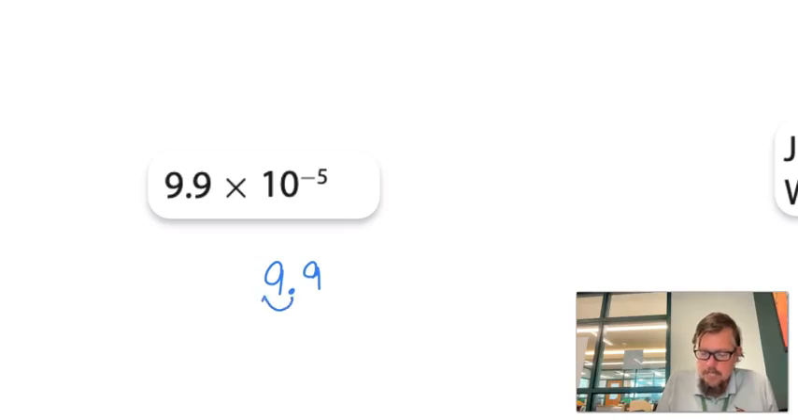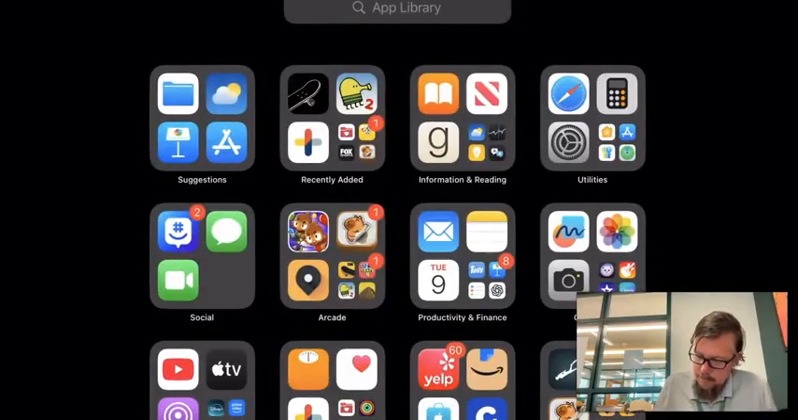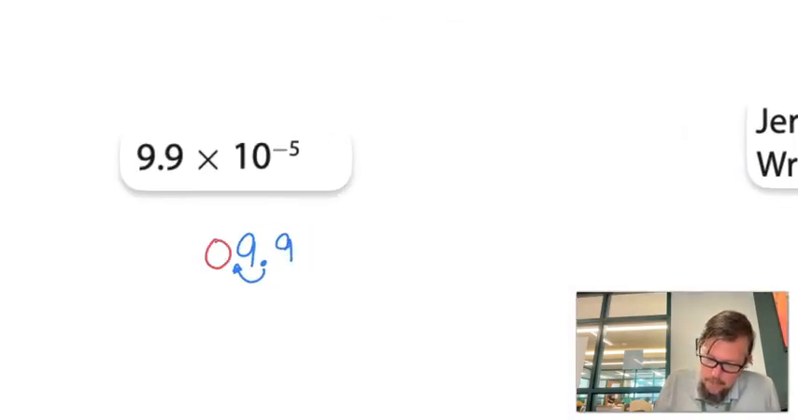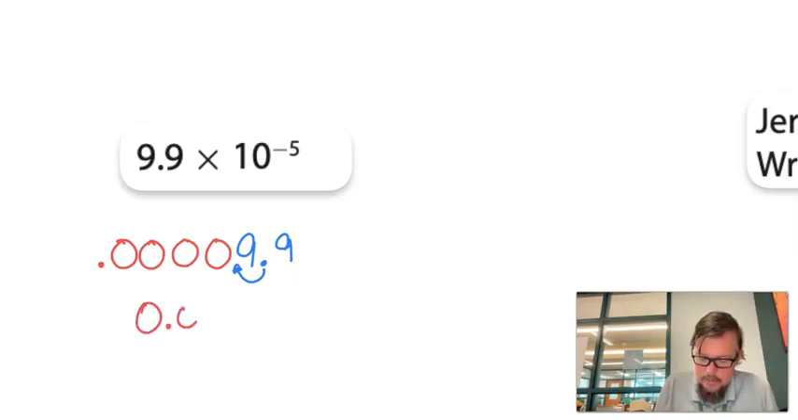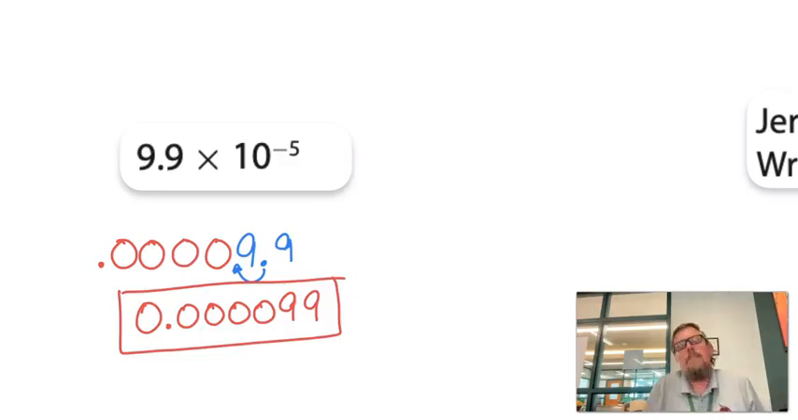We move our decimal once. It's in front of the first 9. That's only one time though. We need to move it 5 times, so we need 4 more zeros. So, whoopsie. 1, 2, 3, 4. And there's our decimal. Hey, look at that. 4 zeros after the decimal. So 0.0000099. And there's our standard form, standard notation number. Okay, one more.